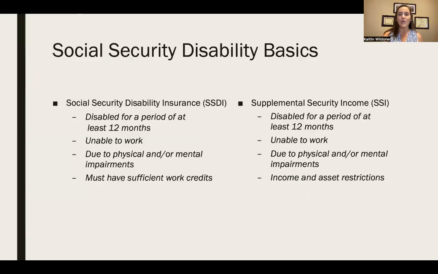So with that being said, let's go ahead and shift into Social Security disability basics.